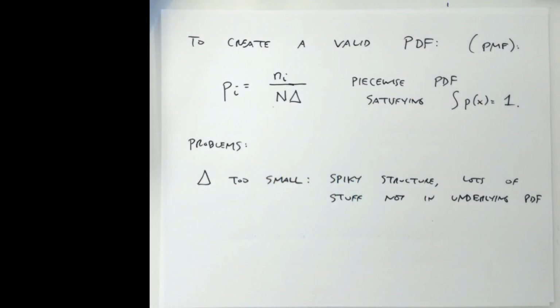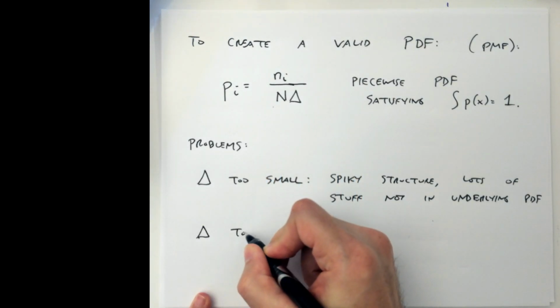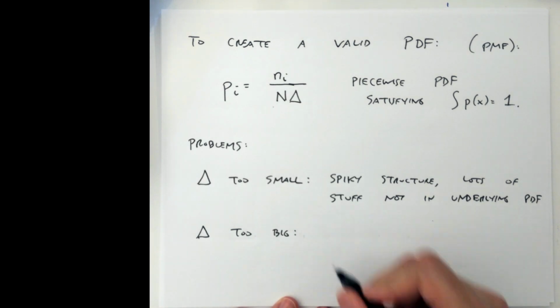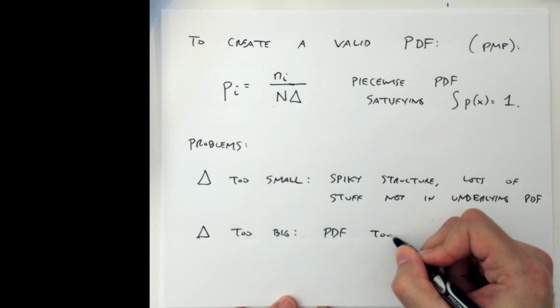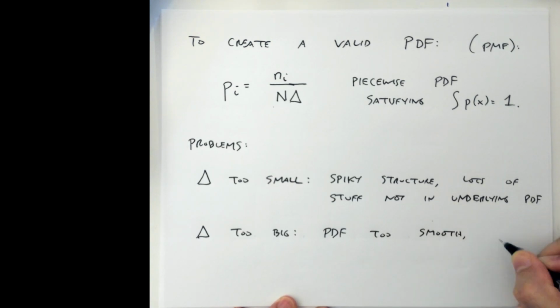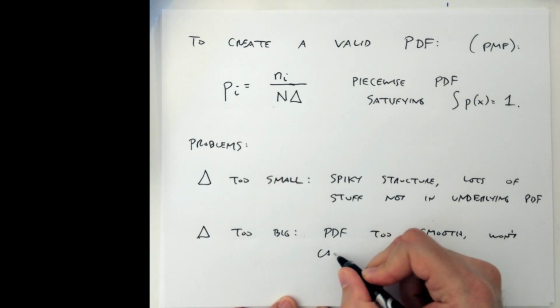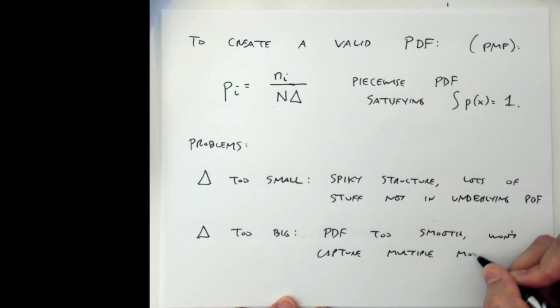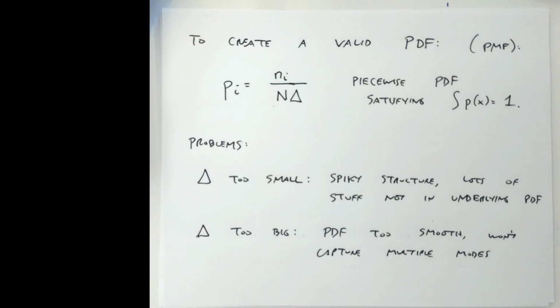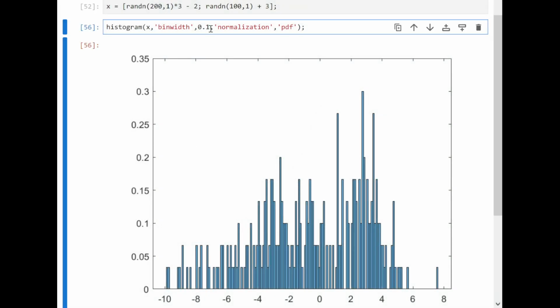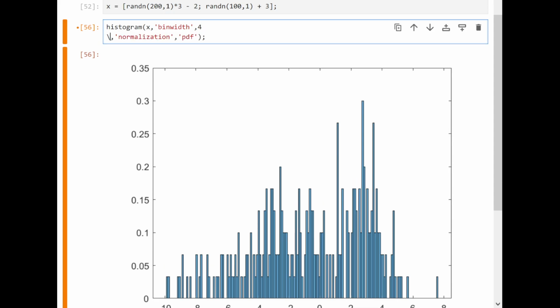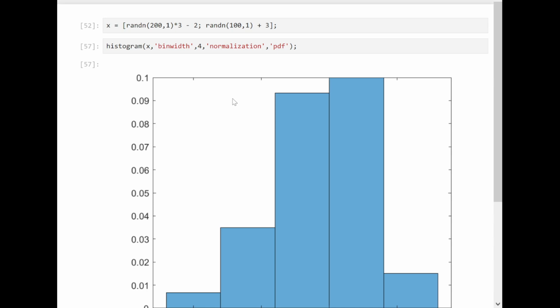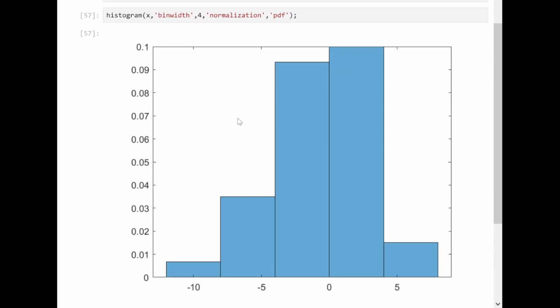So that's one issue. The other issue is that if sigma is too big, then the PDF that I get can be too smooth, and I won't capture multiple modes. What I mean by that is that if I were to use bins that were 4 wide, then I don't even appreciate that there are 2 separate peaks in this distribution, right?